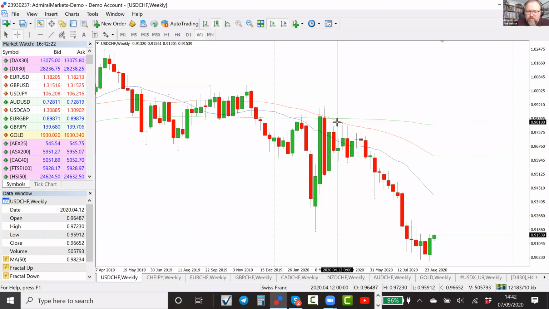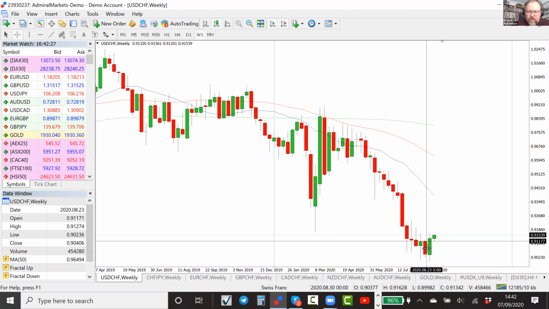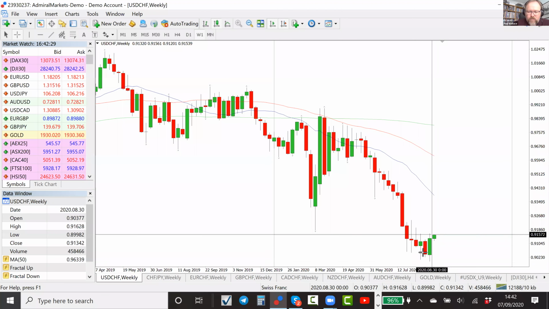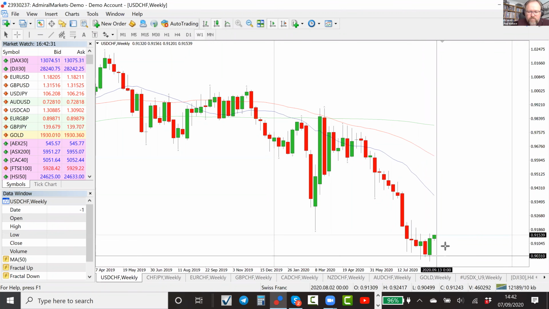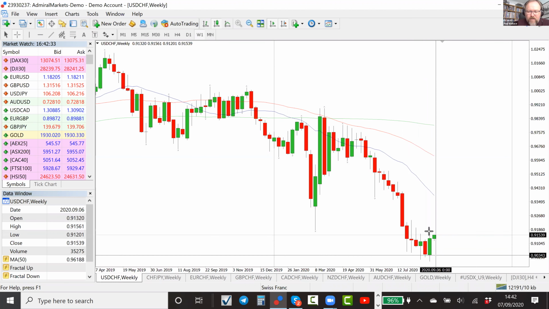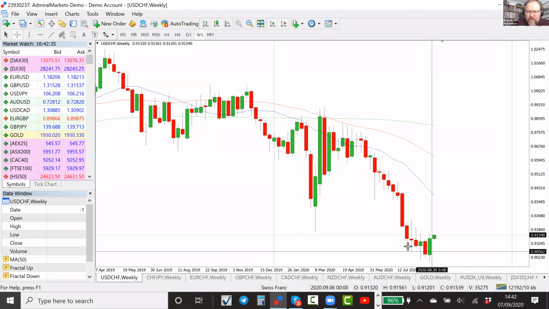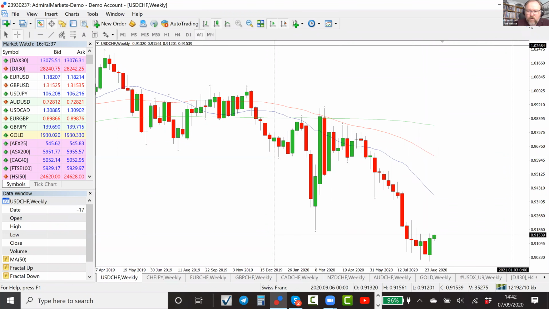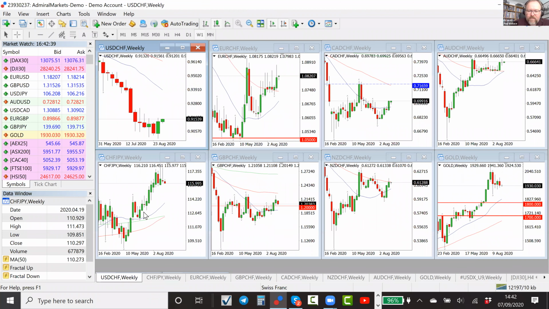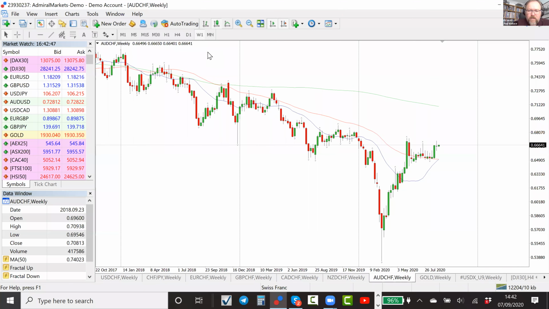And just as an aside, you might want to have a look at this. Having drifted down last week, we printed what is here a double bottom and a bullish engulfing key reversal candle. You might want to have a little look at that, but that's kind of an interesting tale that we saw. The Aussie against the Swiss franc was the same here. Let me just bring this up. We can talk about the weekly chart.